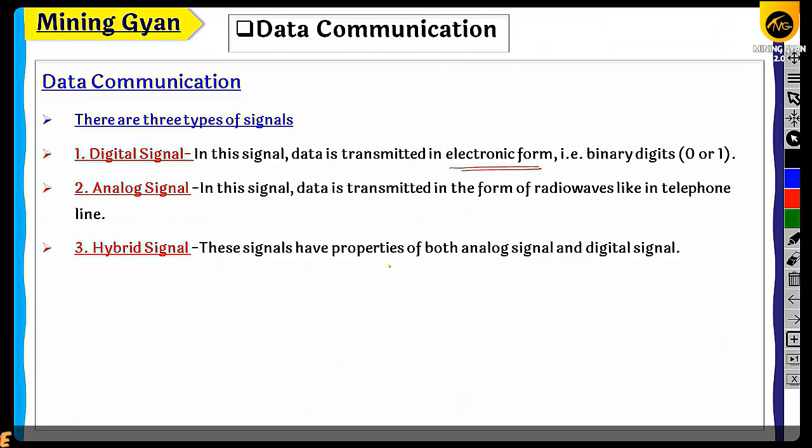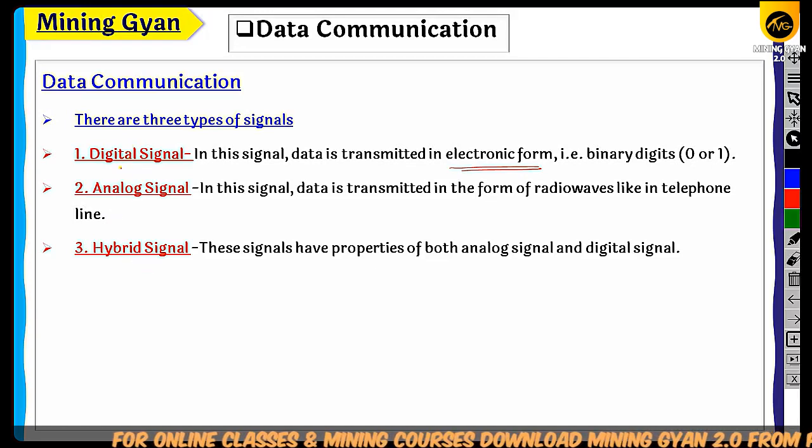So basically, we have to remember the types of signal. The first one is the digital signal, which belongs to the transmission form like electronic form, digital or binary signals, 0, 1. Analog signals use radio waves, and the hybrid signal has the properties of both digital signals and analog signals. Okay, sometimes we refer to the transmission speed.